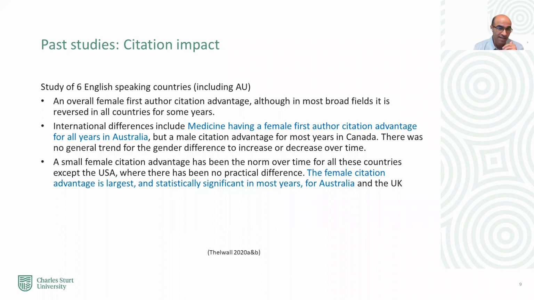In terms of citation advantage, there is good evidence in research that supports a citation advantage for female authors in many fields, which means although women are writing fewer papers, their papers seem to be of better quality perhaps, and they receive more citations than papers written by male authors. And overall, they found a female first author citation advantage, although in most broad fields, in certain years, in certain countries, for some years it reversed. So it means that male first author papers had the citation advantage.